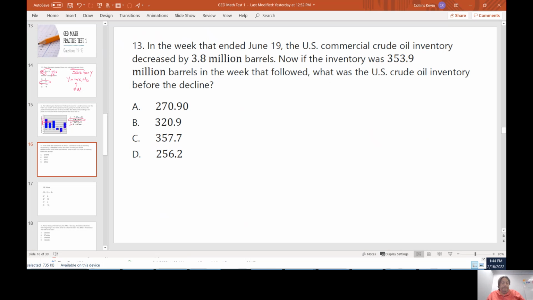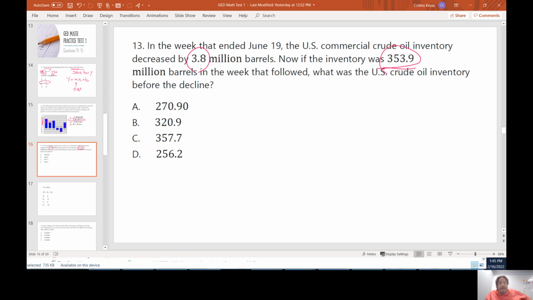All right, next up. It says, in the week that ended June 19th, crude oil inventory decreased by 3.8 million barrels. Now if the inventory was 353.9 million barrels in the week that followed, what was the crude inventory before the decline? Basically all you're going to do is add these two numbers, because some was taken away. This is the new number, so for the old number you just add the 3.8 million.